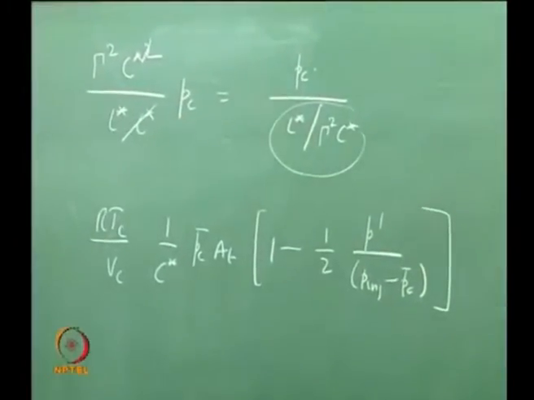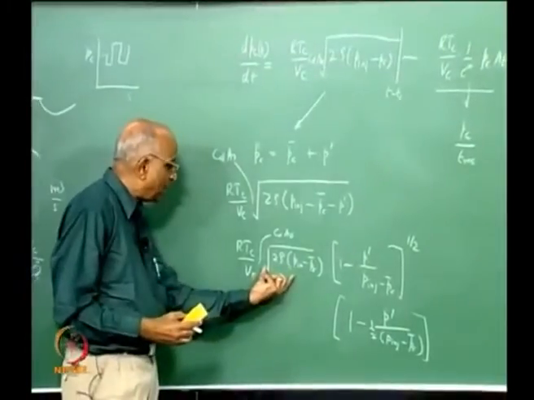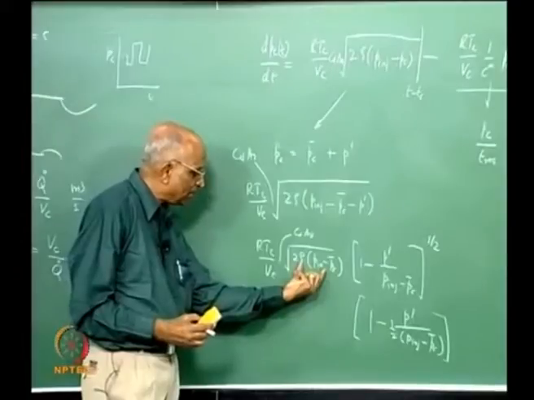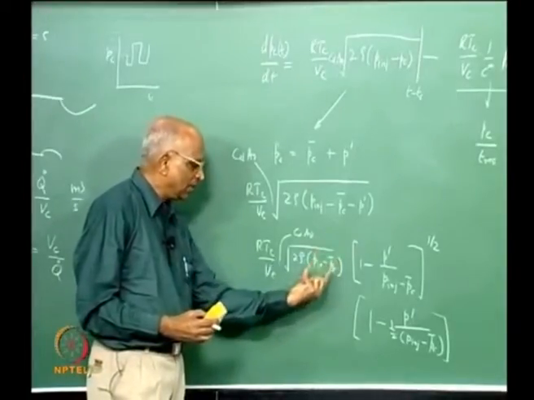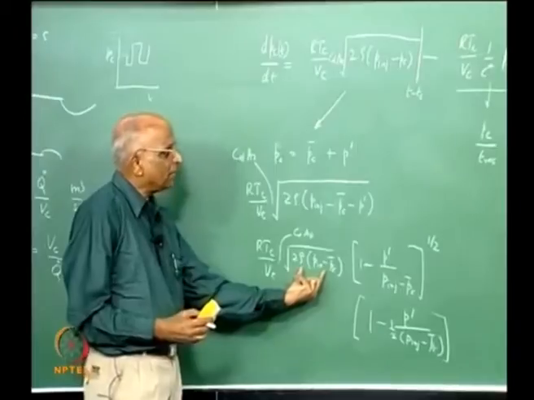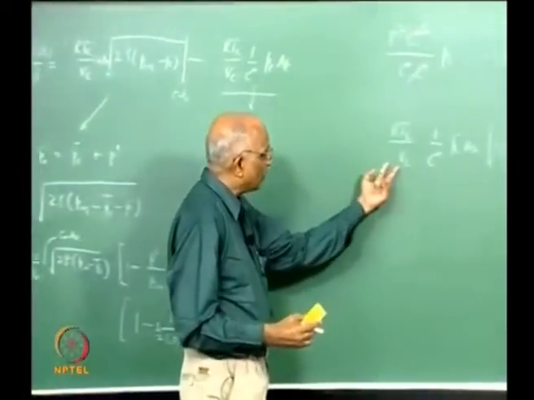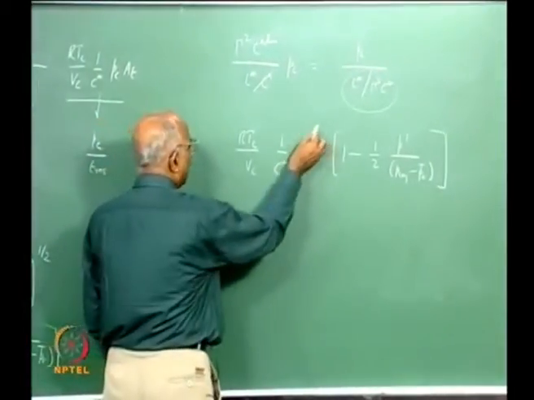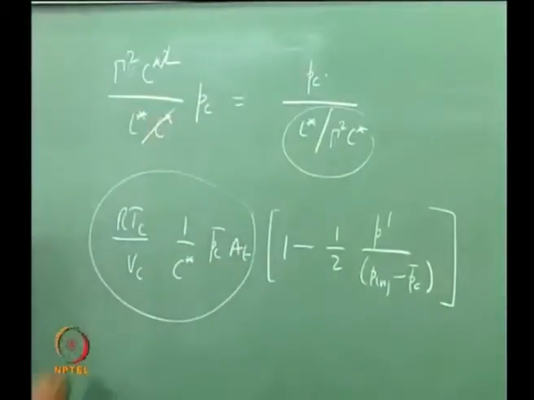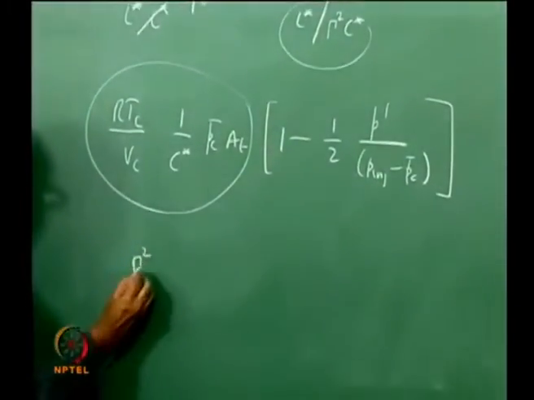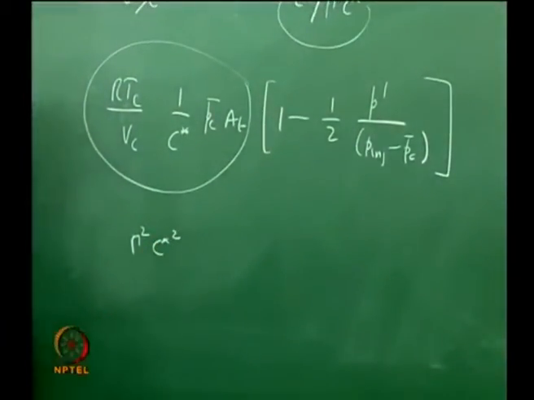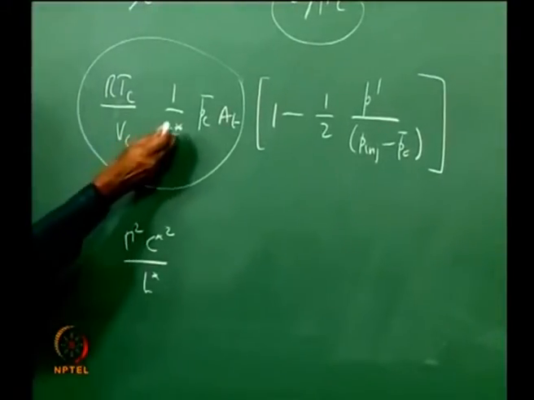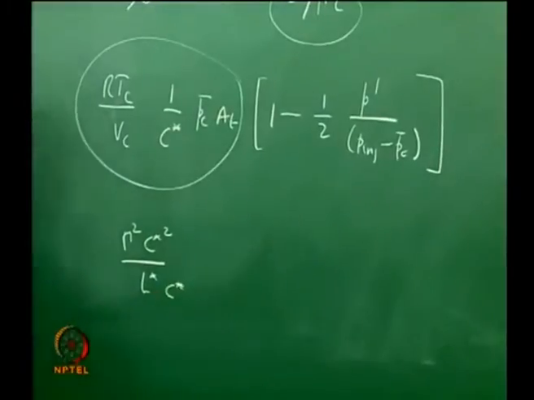Does this make sense? You have a steady value of thing which is getting injected, and under steady conditions whatever is getting injected is leaving through the nozzle, that means 1 over C star PAT, and therefore I take RTC by VC, which was the coefficient, 1 over C star into PCAT, and if I were to look at this value, I again substitute RTC is equal to gamma square into C star square, and I get the value of VC by AT, which is L star over here, and I get the value of C star over here.